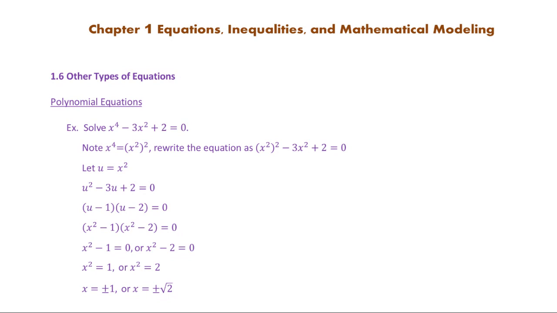So then we get x squared equal to 1 and x squared equal to 2. And then take the root. For each of those, you get x equal to plus or minus 1 and x equal to plus or minus square root 2. Remember, you always get two solutions, plus and minus, when you take the square root. And so for this equation, we get four solutions. Good. Any questions?